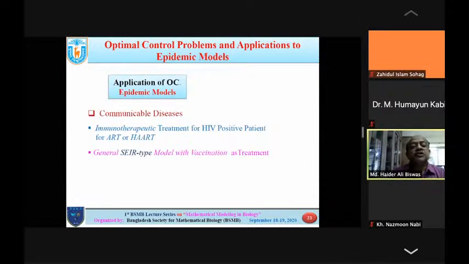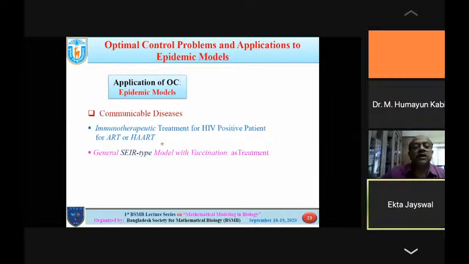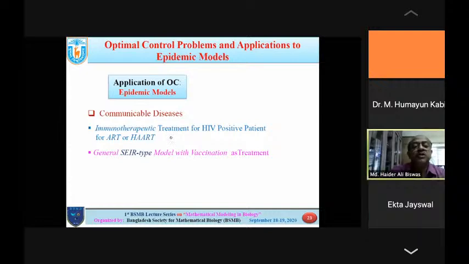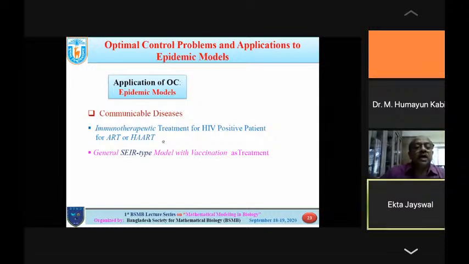So now, epidemic model, there are different epidemic models. You already enjoyed two lectures on the epidemic model, and I am not going to discuss the details about that model. I apply the optimal control technique in the model, and then this model's validation numerically and how our optimal solution looks like. So here our two examples are the HIV positive patient, that is immunotherapeutic treatment, and another is the SARE type, general SARE epidemic model with vaccination.